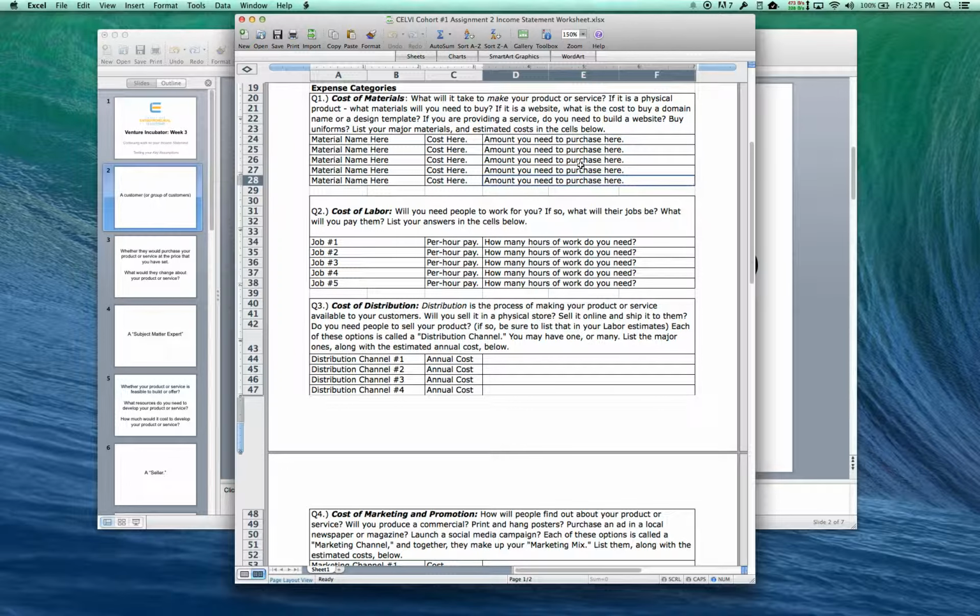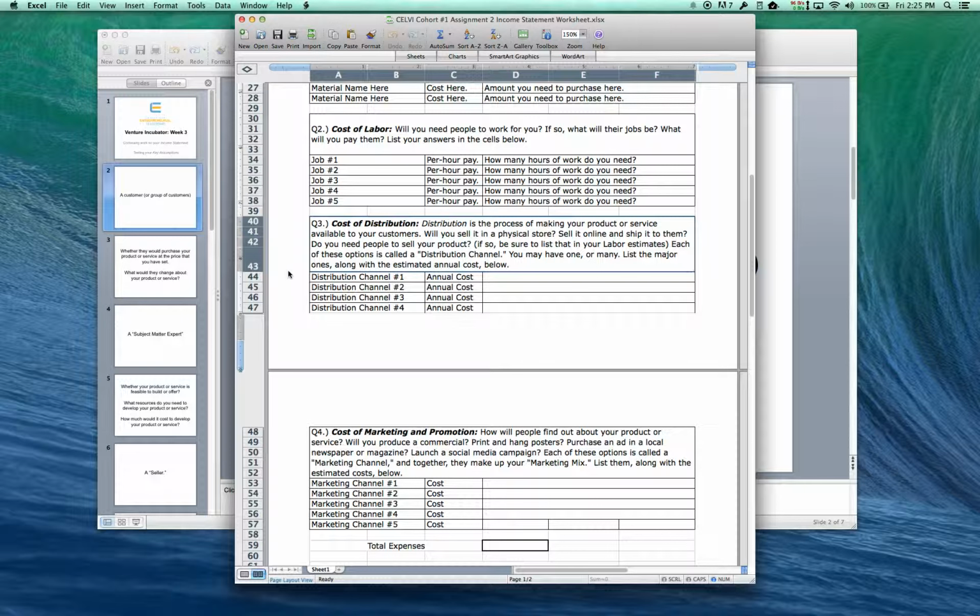The second expense category is the cost of labor. Now, for some of you, the labor will just be yourselves. But are you going to need people to work for you? If so, what will their jobs be? What will you pay them? List your answers and estimated pay in the cells below. And again, your mentor will help you with this.